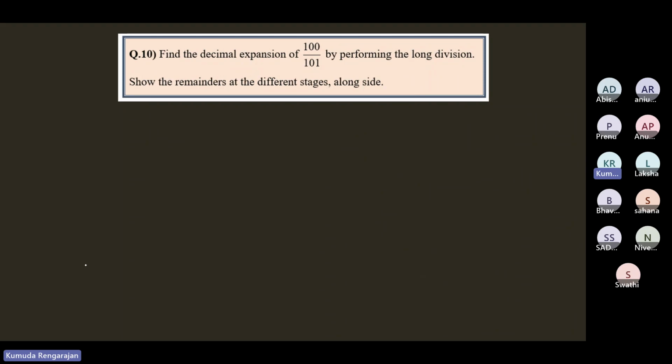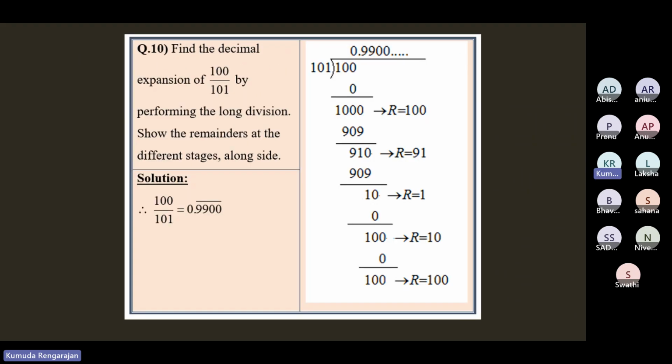And you must write the remainders at every stage. Show the remainders at different stages. So remainders are without the zeros, because every stage you add a 0. Just take away the zeros, they are the remainders. Here I didn't add the 0. So these are the remainders at every stage: 100, 91, 110. Again 100 we are getting, so you can stop there.